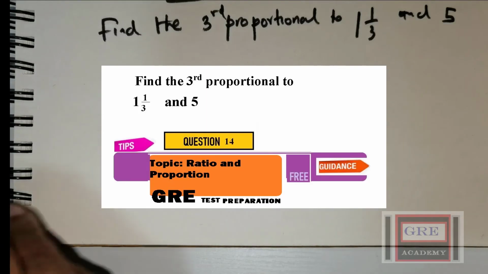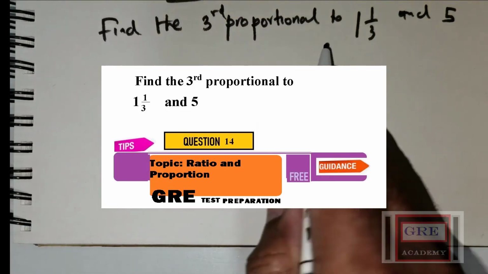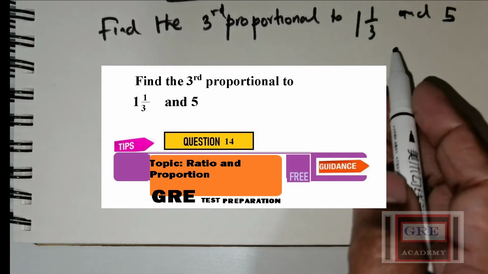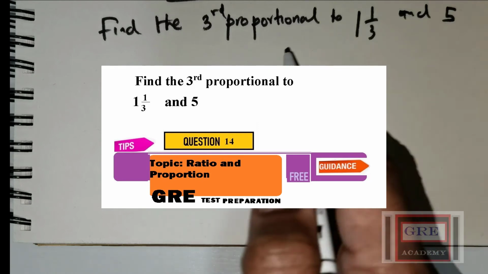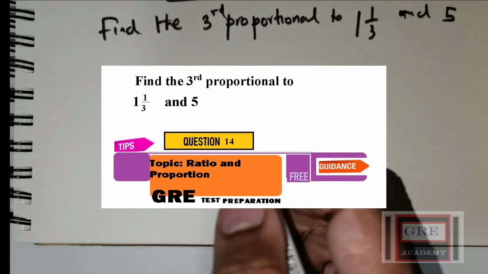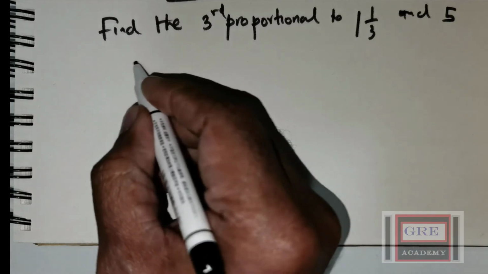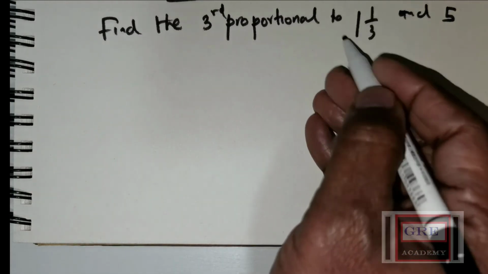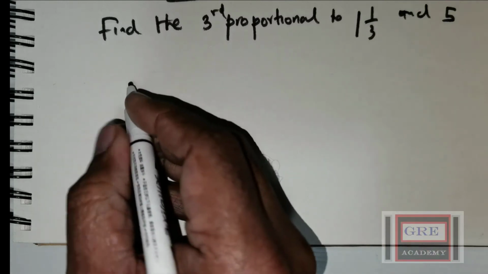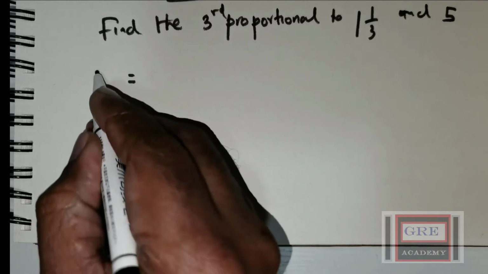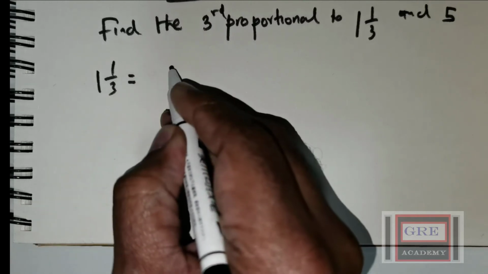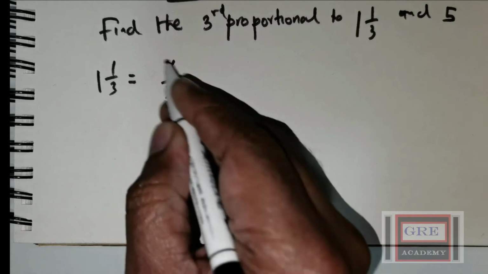Students, in this question we are expected to find the third proportional of 1, 1 over 3 and 5. Now you have to know that the values are in continued proportion. Have that in mind. So foremost, we would get rid of this improper manner in which the quantity is given. So 1 over 3 is now going to be 3 times 1 is 3, added with 1 will give you 4 over 3.